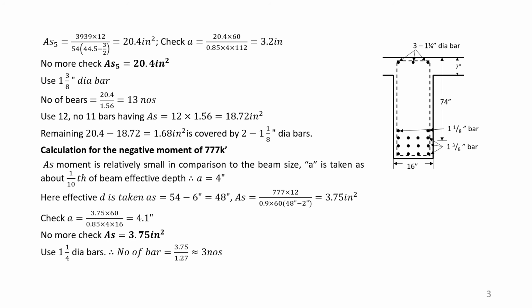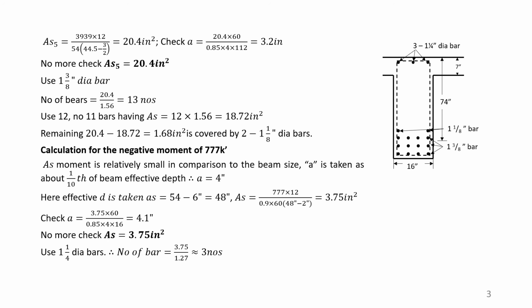In checking A with this steel area, 3.75 into 60 divided by 0.85 factor, 4 is the concrete strength, and 16 is the width of the beam. That gives us a value of 4.1. We have chosen A as 4, and we got 4.1. It's very close, so here we will stop and use this 3.75 as our steel area for the positive moment.